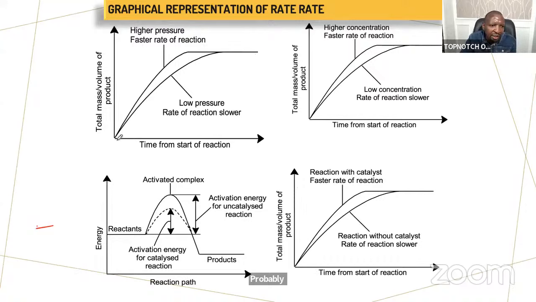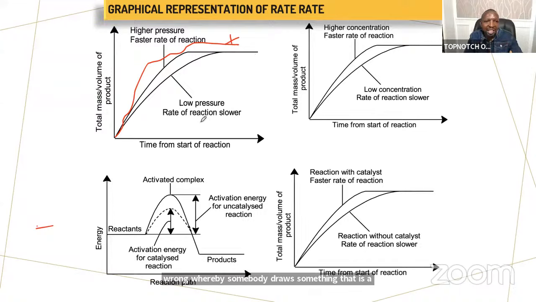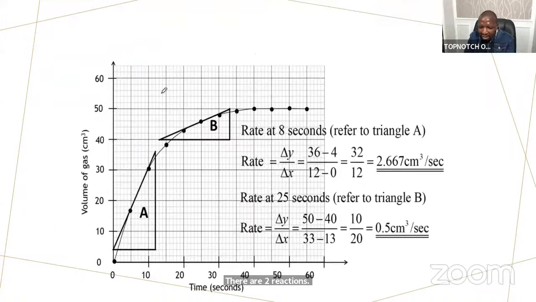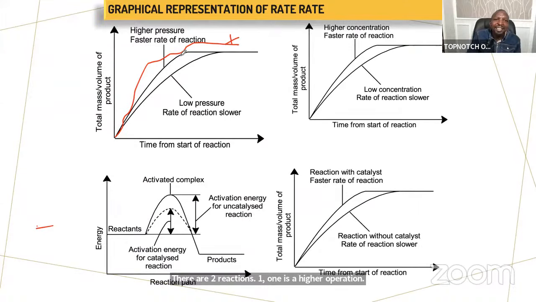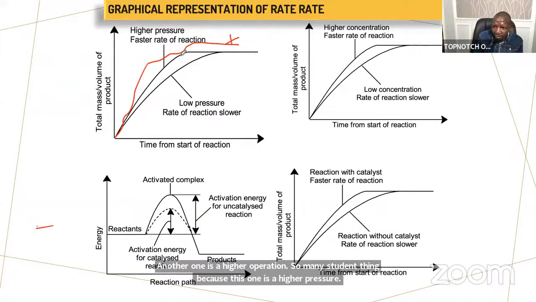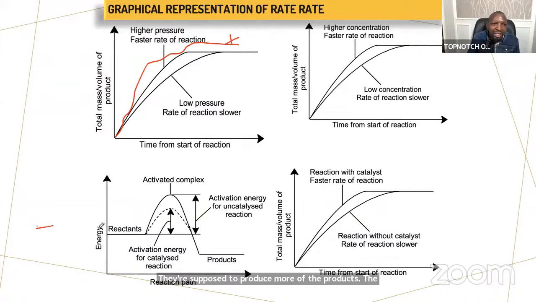Then it goes above. So this is wrong. Whereby somebody draws something, if you talk about a reaction, there are two reactions. One taking place at lower pressure, another one at higher pressure. So many students think because this one is at higher pressure, they are supposed to produce more of the product. The product remains the same. The only thing that changes is the time taken.